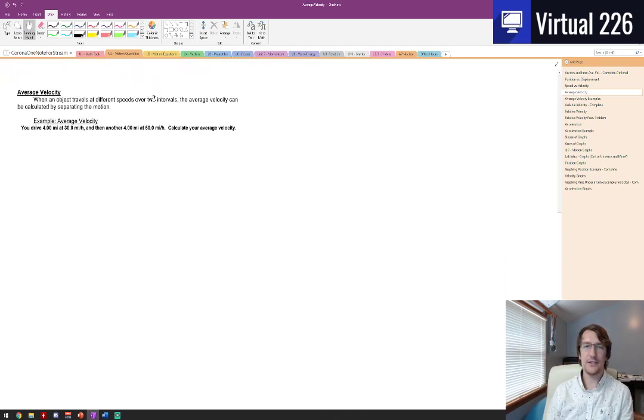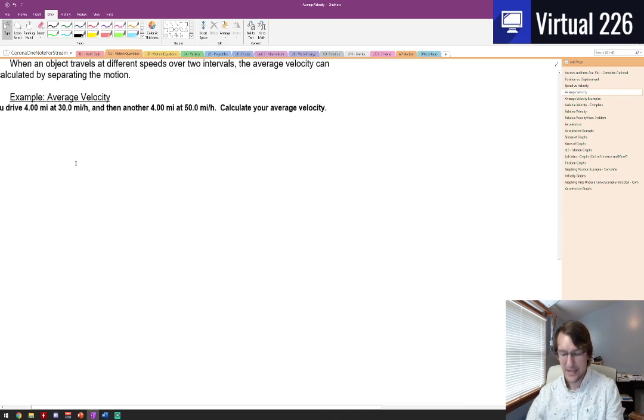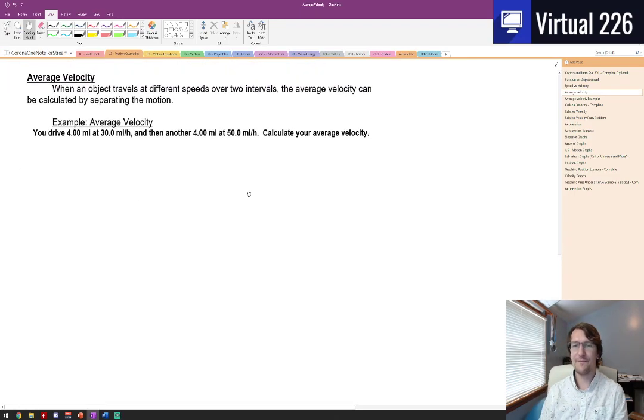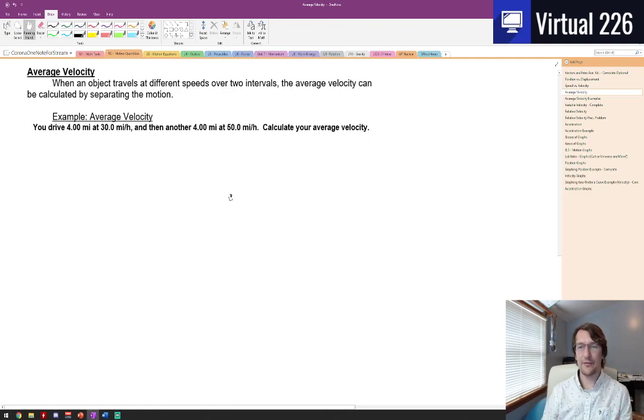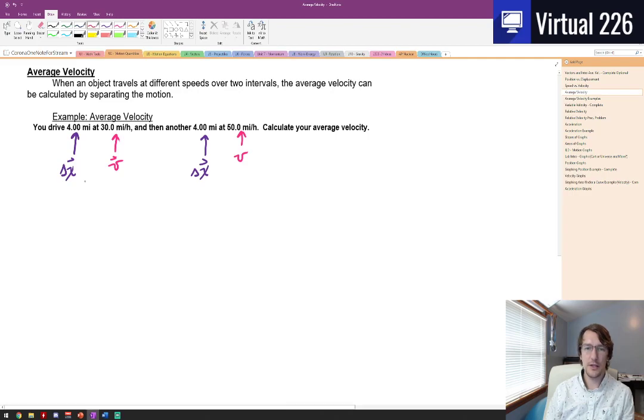So if we take a look at this example down here, we're driving for 4 miles at 30 miles per hour. And then we travel another 4 miles at 50 miles per hour. What is our average velocity? So let's first just recognize that these miles here, these are delta x's, okay? They're a distance or a displacement that we're traveling through. And these 30 miles per hour and the 50 miles per hour, these are velocities. We're going to call these the first values and these the second values, just to keep them apart, okay?